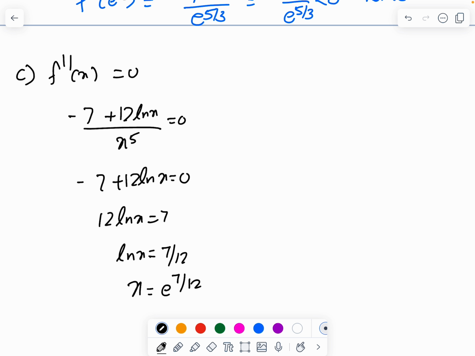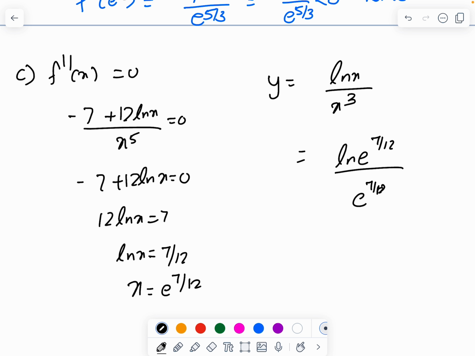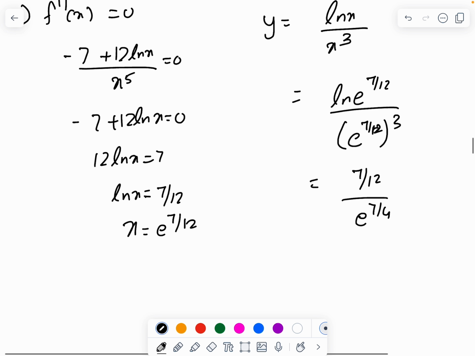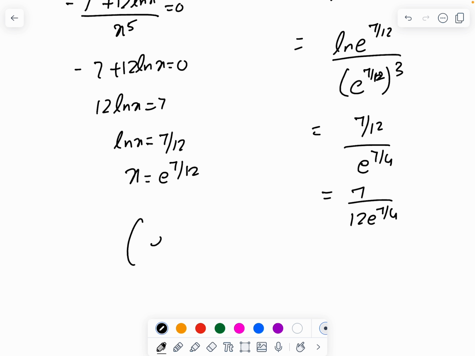Now for the value e power 7 upon 12, plug in y. Y was ln x upon x cube, not e cube. So ln e power 7 upon 12 divided by e power 7 upon 12 whole cube. So it becomes 7 upon 12 upon e power 7 upon 4. So what is the point of inflection? E power 7 upon 12 comma 7 upon 12 e power 7 upon 4.